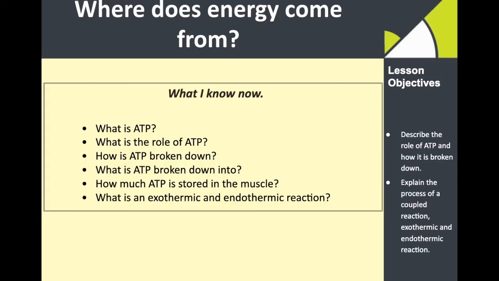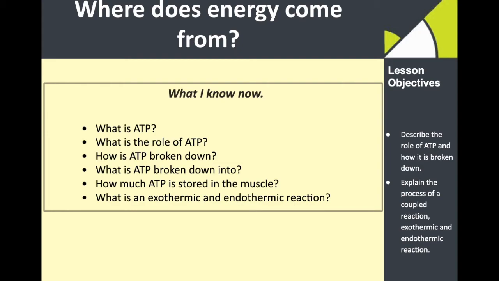Right, just to quickly check your answers on that. So what is ATP? It's adenosine triphosphate. It's the only usable source of energy in the body. What is the role of ATP? It's to be broken down in order to provide energy for muscular contraction. And if you do biology, we'll see basically every time we need energy in the body, it comes from ATP. But from a PE perspective, we're looking at that muscular contraction.